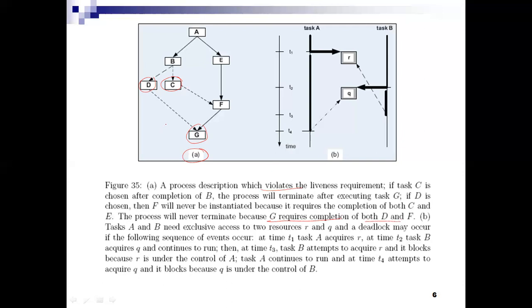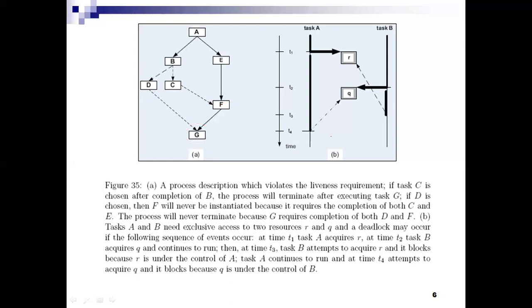Have you understood? So here the process will never terminate. Why does it never terminate? Because G requires completion of both task D and task F. So this is what violating the liveness is.